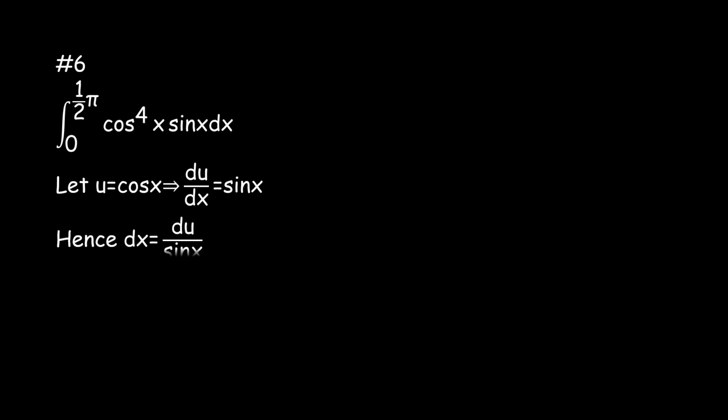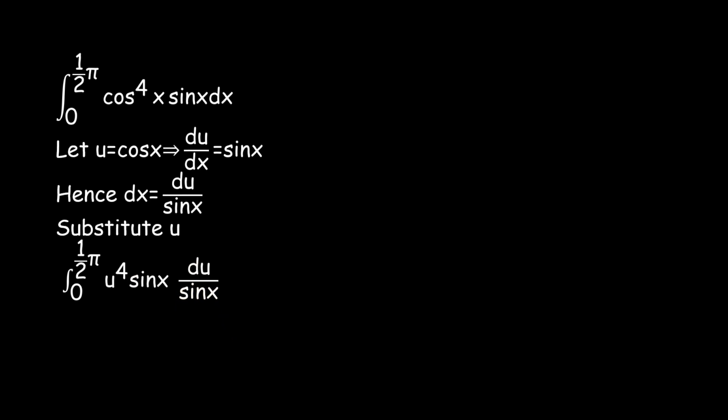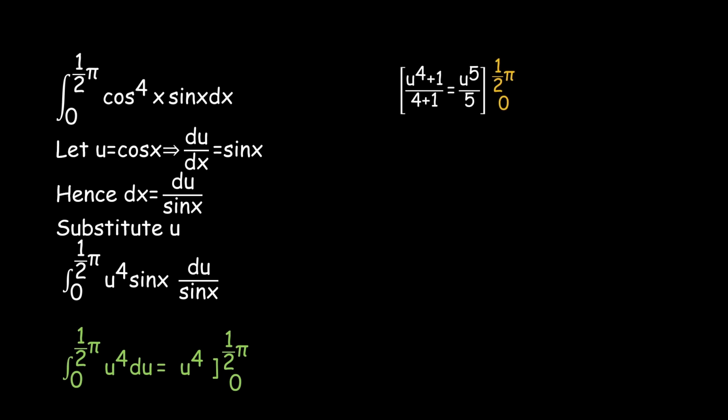Now we're going to have to make dx the subject of the formula, and then we replace that into our original equation. So we substitute the value of u and dx as well, and then we would get u to the power 4 sine x du over sine x. Sine x cancels out, and we have u to the power 4. So we need to integrate u to the power 4 with respect to u, and that gives us u to the power 5 over 5.